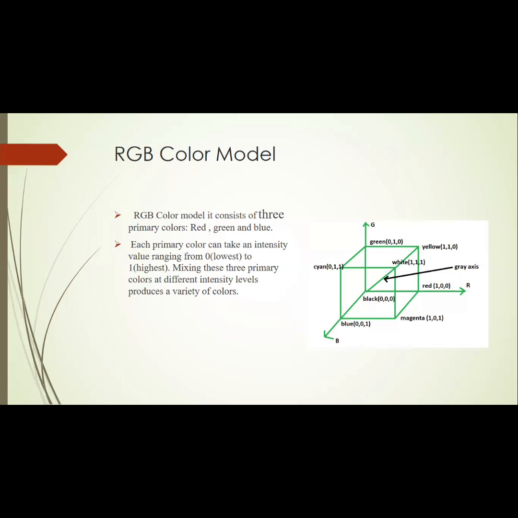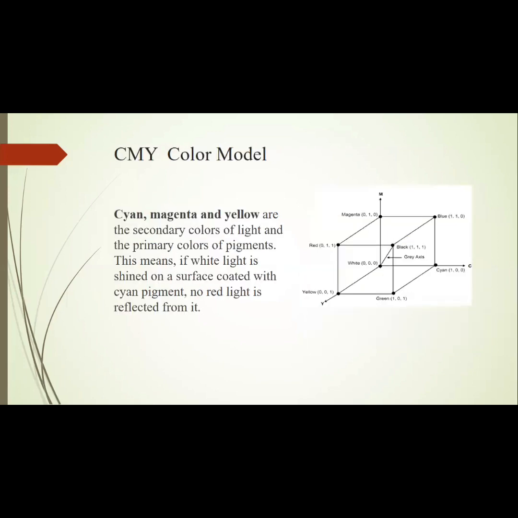So each primary color can take an intensity value ranging from 0 to 1, that is from lowest to highest. Mixing of these primary colors at different intensity levels will produce a variety of colors.